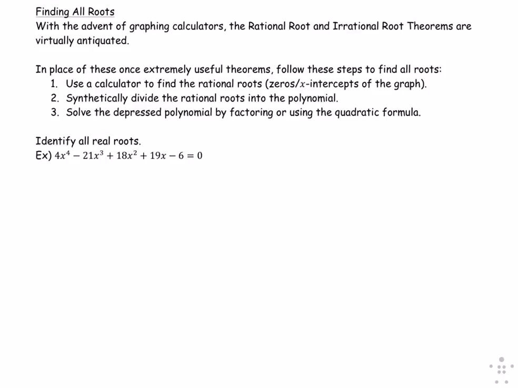So now we're going to put all of this together. When finding all the roots, you're going to first go to a calculator, and then you're going to find the rational roots by finding the x-intercepts. And then, because there's a lot of work involved, we want to use synthetic division to then find the depressed polynomial after we remove that factor from the higher order polynomial. So we're trying to break it down into smaller and smaller pieces, distilling out what we already know. And then we'll solve the depressed polynomial by factoring or using the quadratic formula.